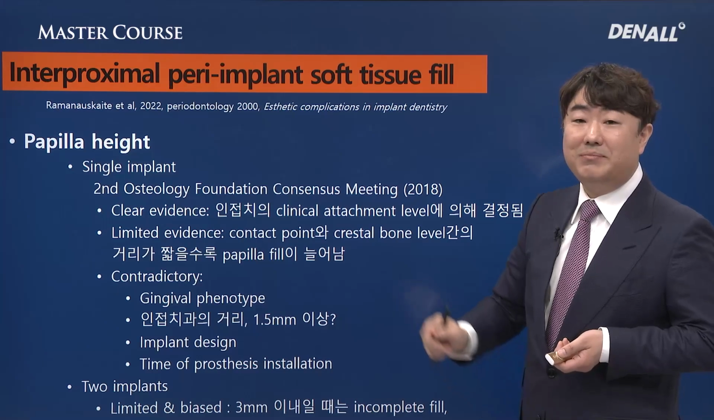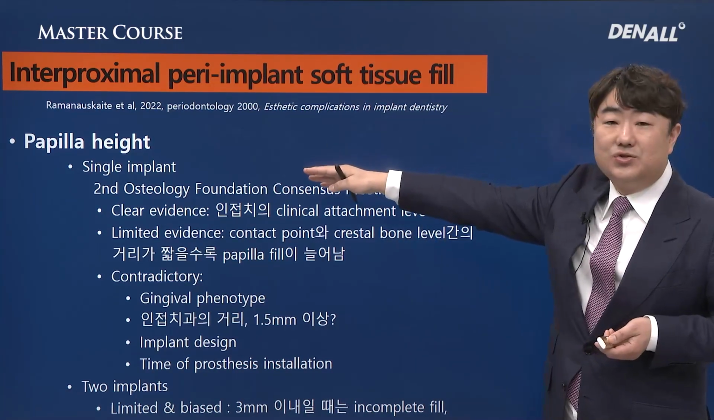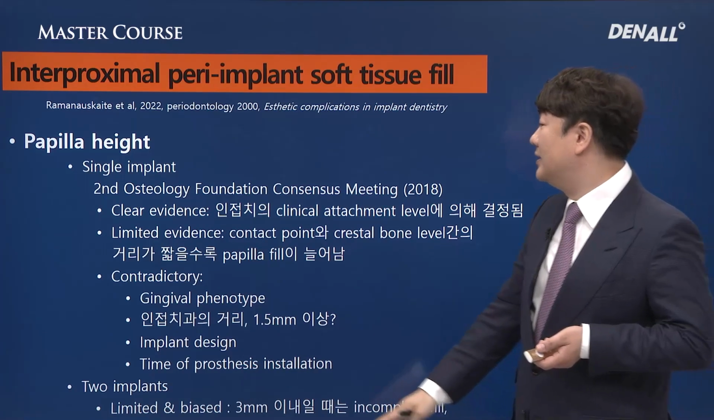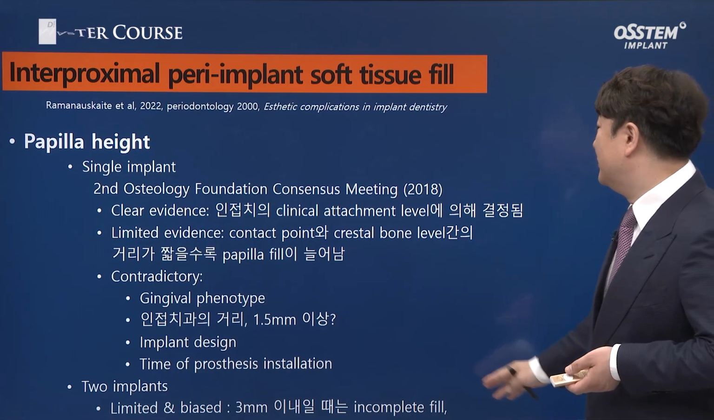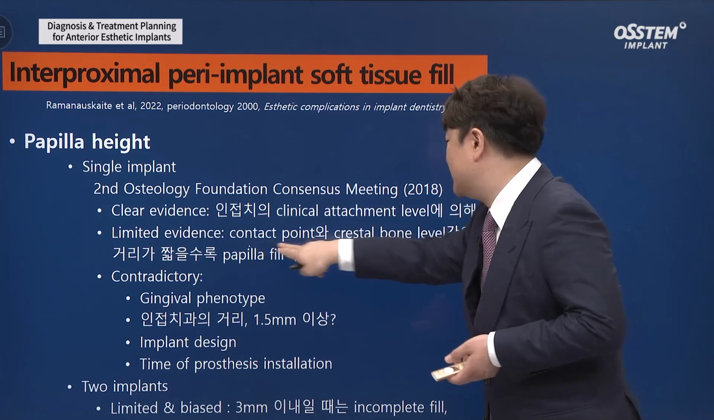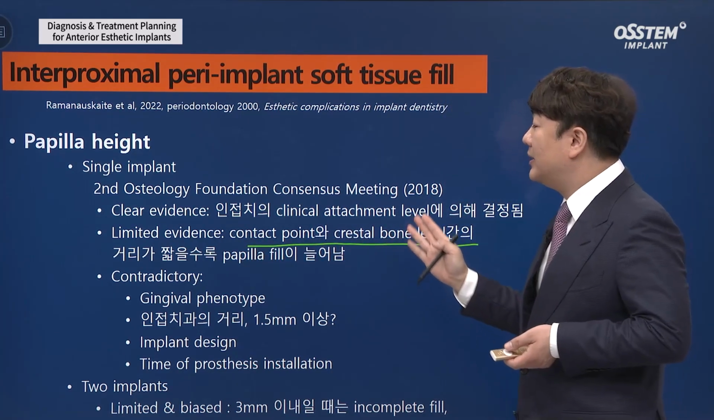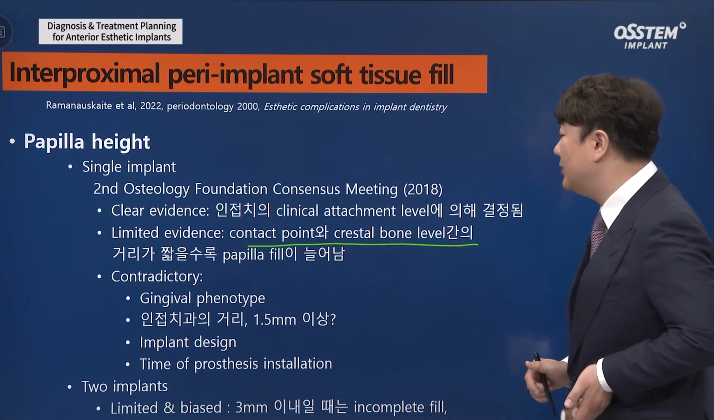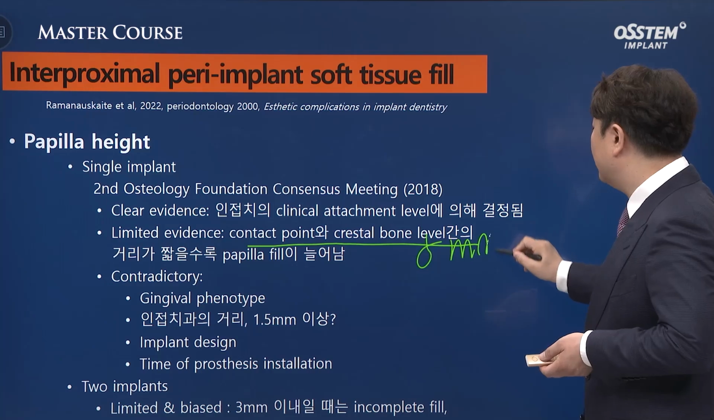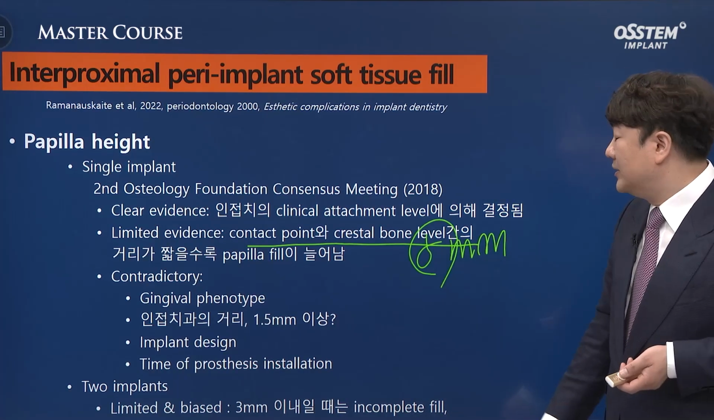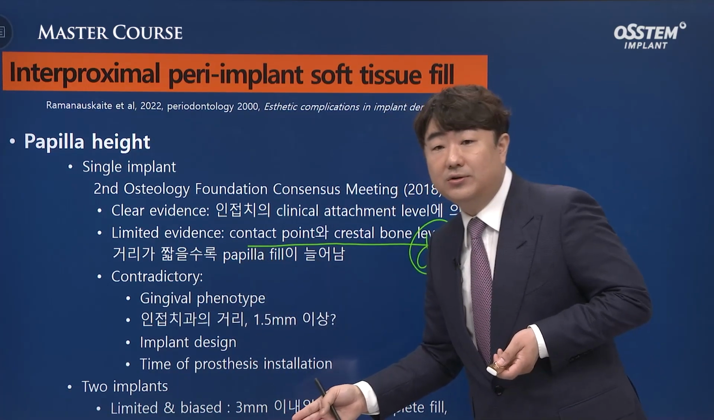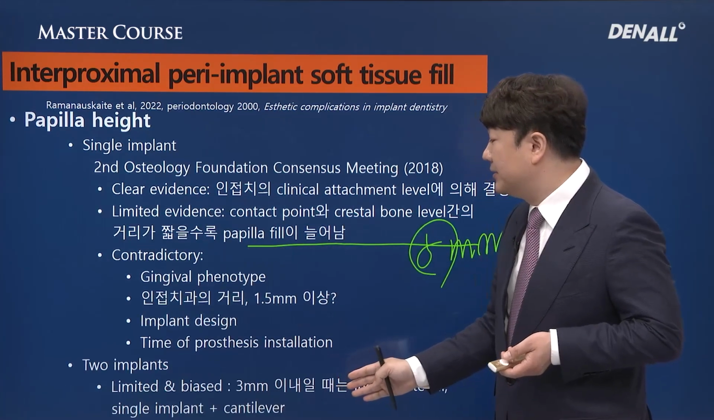It talks about interproximal papilla. It says that there is clear evidence that the papilla is affected by clinical attachment level of adjacent teeth. Before we provide an implant treatment, we need to do periodontal treatment on adjacent teeth first. Contact point and crestal bone. We all know Tarnow. Contact point and crestal point distance should be shorter for better papilla fill. Tarnow has suggested 5 millimeters. However, there is no evidence supporting this exact number. There are contradictory results. This is what we already know.